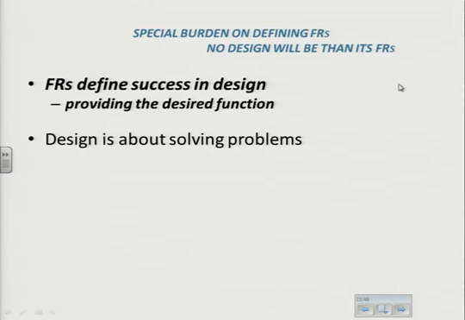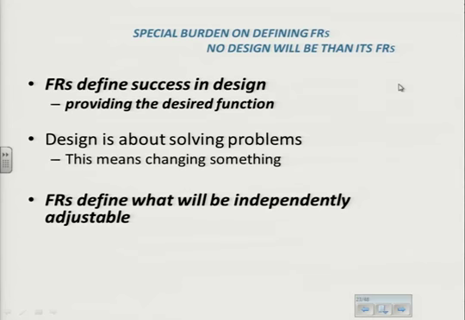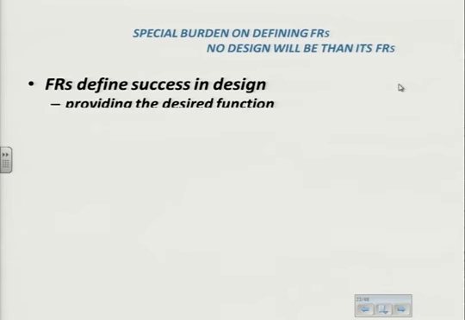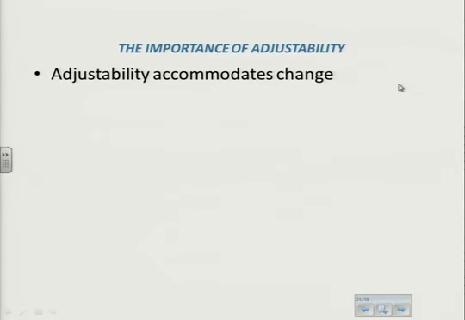So design is about solving problems. And generally this means changing something. So it's important that the FRs be independently adjustable. The FRs usually are talking about something that needs to be adjusted or changed, so they have to be adaptable to change or capable of providing change. Let's take a look at the importance of adjustability. Why should this be so important? Because the independence of the FRs is what guarantees the adjustability in a design.